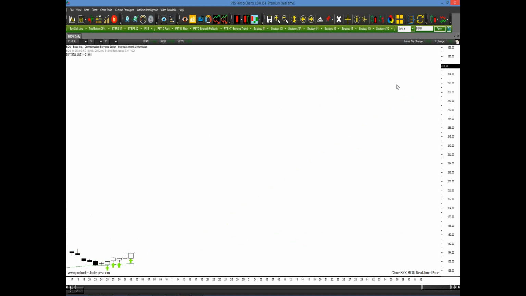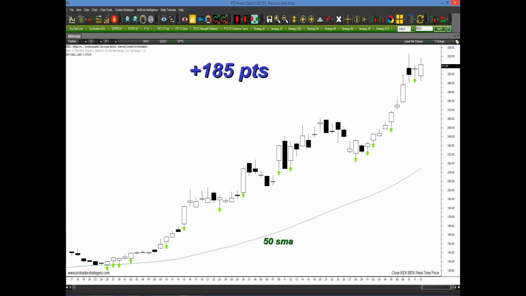As we look at BIDU, same thing here. We're above the 50-period moving average. We have 1, 2, 3, 4 closes above. Now, the market hasn't really done anything. It's pretty much just gone a little higher to sideways, but it's screaming that it wants to go higher. And 185 points in the next month or so. Okay, look how when it went higher, it continued to generate these top 25% bars.